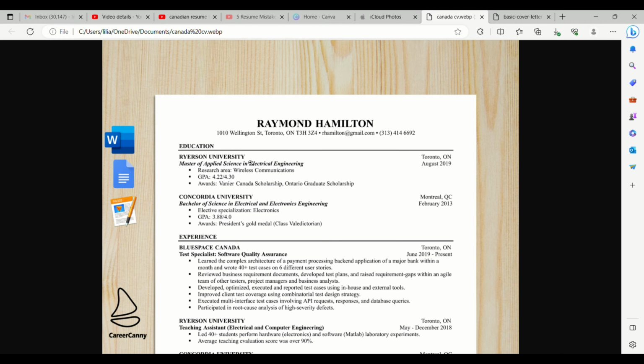Now, moving on to the next is the education of this person. You see that he went to school in Ryerson University. He had a master's degree in research area wireless communications. Okay, and then the date when he had the degree was August 2019. You can see his GPA here as well, and his awards while he was in school. Now, he has his Bachelor of Science in Concordia University. He did that in February 2013, and he also has his GPA here. This is not compulsory, but if you want to add your GPA, it's fine.